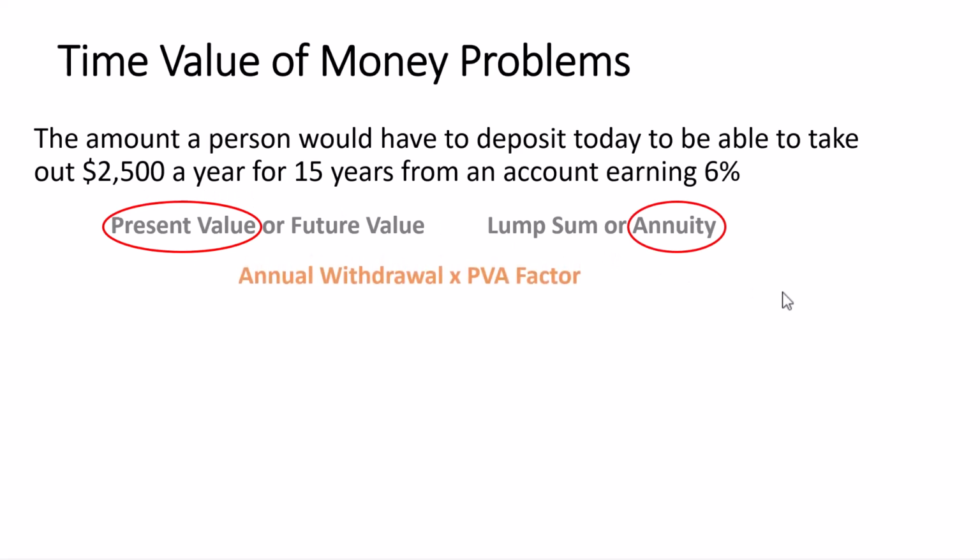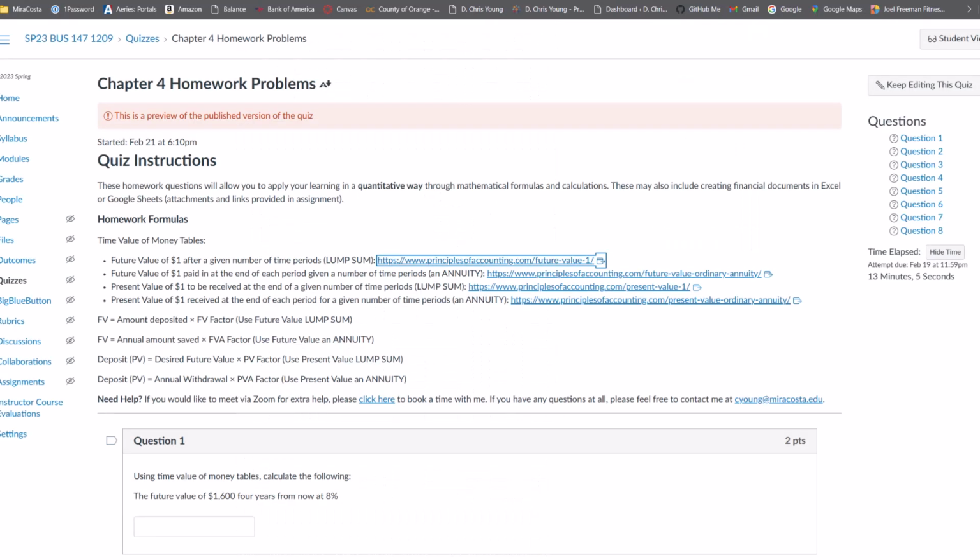We're going to bring down our general format. And so our general format for this one is going to be the annual withdrawal times our present value annuity factor. And we have our $2,500. So let's go ahead and bring that down to our problem. So we have $2,500 times the present value annuity factor. So we have to go get that factor now from our table. So we're going to come to our homework and we're going to look for the last option here, which is present value annuity.